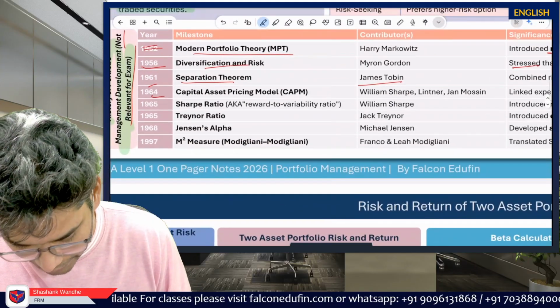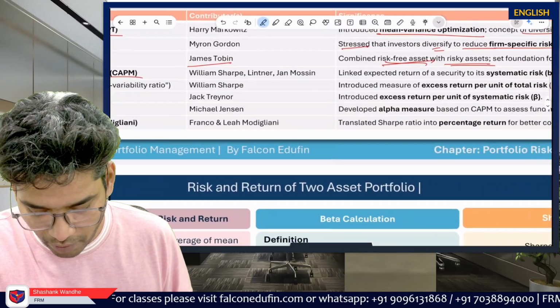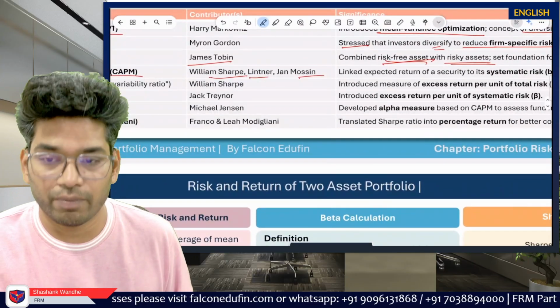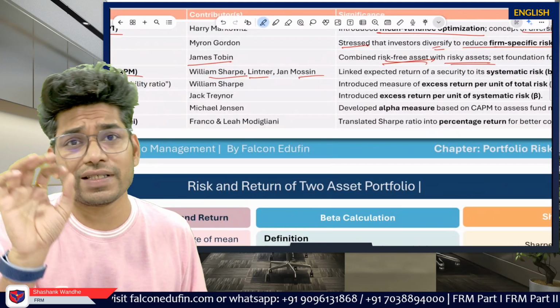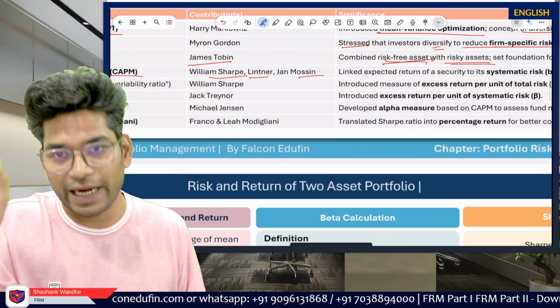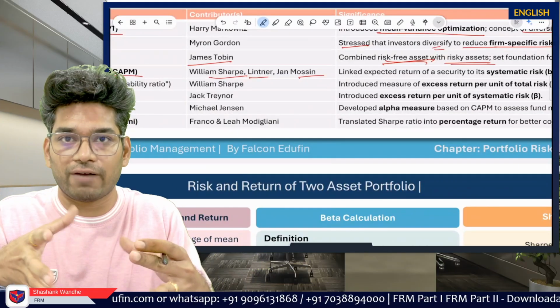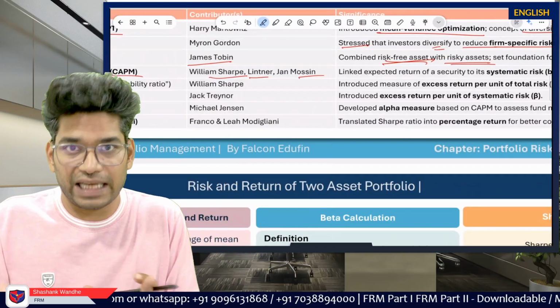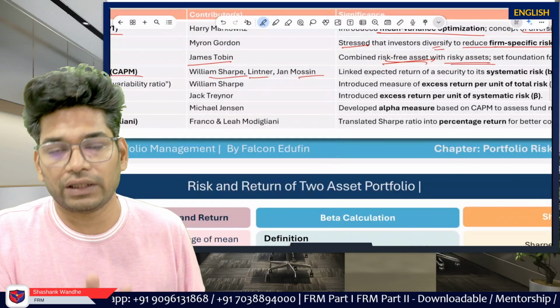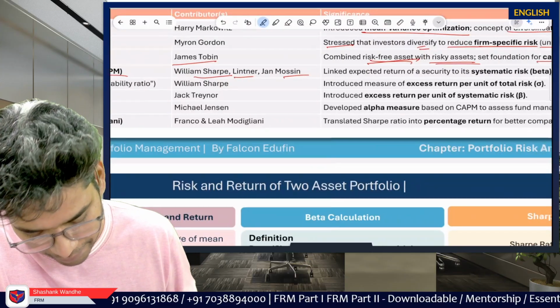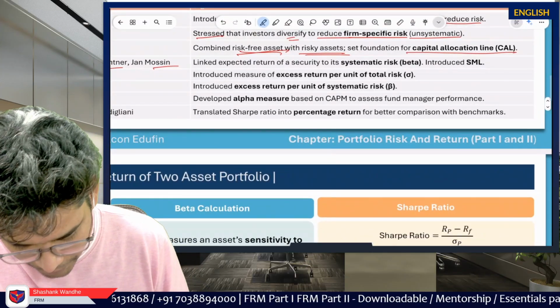Then we have the CAPM, the capital asset pricing model, given by Sharpe, Lintner, and Mossin. These three mathematicians developed the CAPM equation independently. It is not a joint development. Everyone came up with the same conclusion using different mathematical proofs. That's why all three get the credit, but it happened in the same year or a similar time frame.